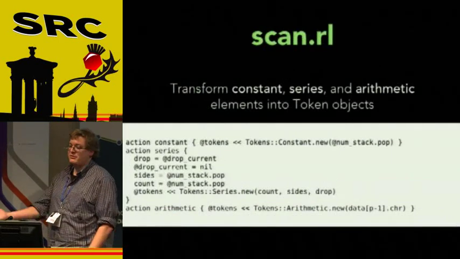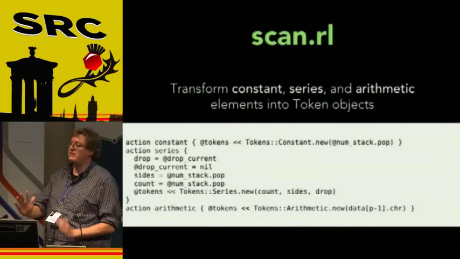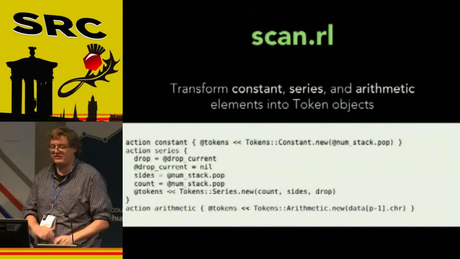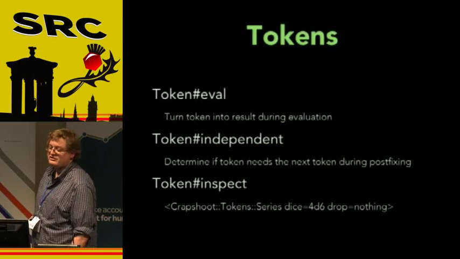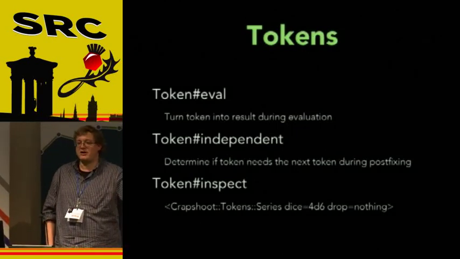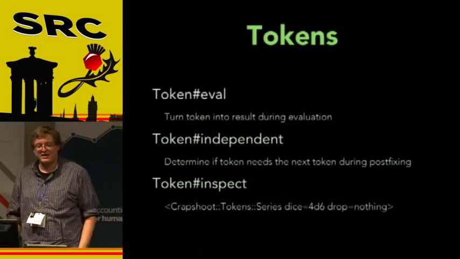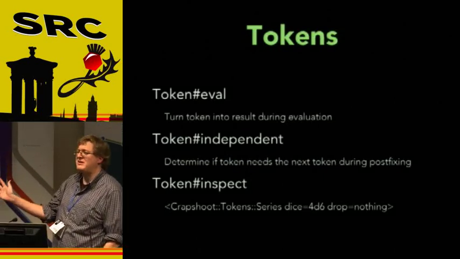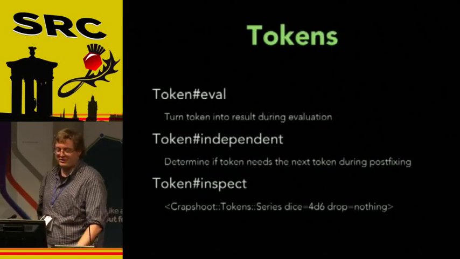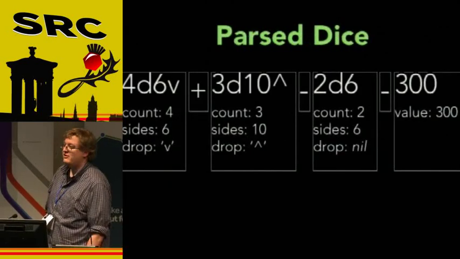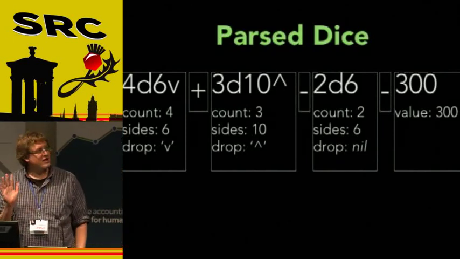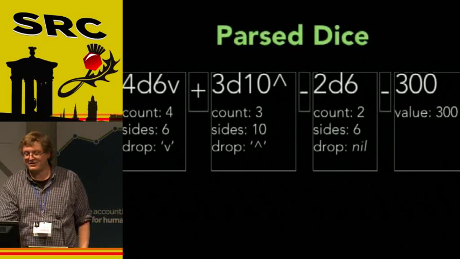So what I want to do with this is turn all these strings into a bunch of token objects representing constants, series, and arithmetics. Each token has an eval method that actually turns it into a result, so a constant just returns itself. It has an independent method to see if it's an operator and it depends on the next one in the list. And it has an inspect method to look nice. So I've parsed a bunch of tokens, and now I have infix notation math.